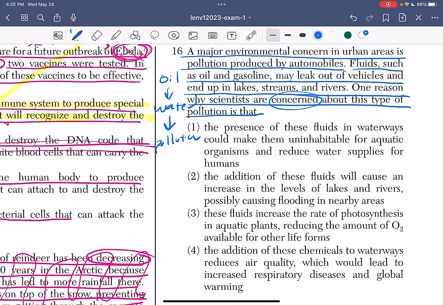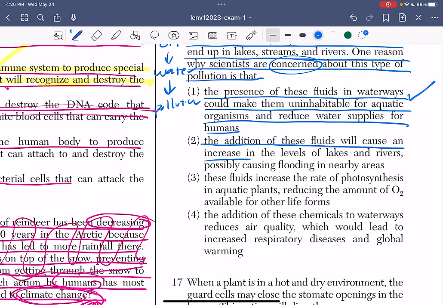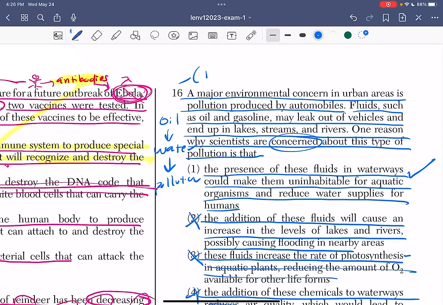Okay, let's see choice 1. The presence of these fluids in waterways could make them uninhabitable for aquatic organisms and reduce water supplies for humans. This is definitely a reason. The addition of these fluids will cause an increase in levels of lakes and rivers... No, it's not going to increase the level of water. These fluids increase the rate of photosynthesis? Nope, not at all. More sun, more plants increase, not more pollution. The addition of these chemicals to waterways reduces air quality? No, this is talking about water, not air quality. The best answer for 16 was choice number one.